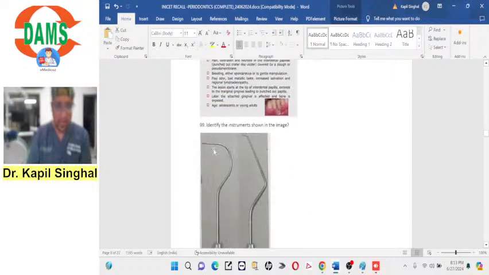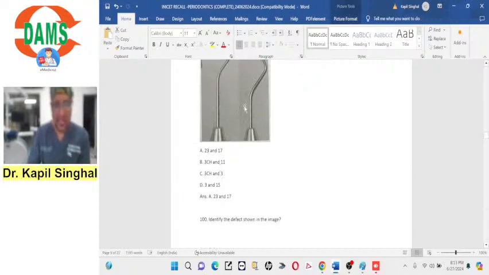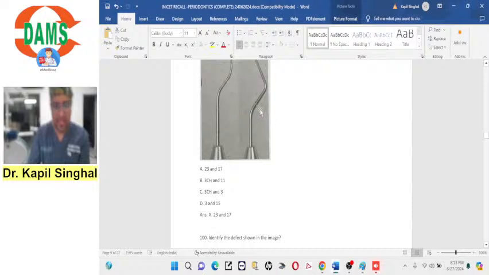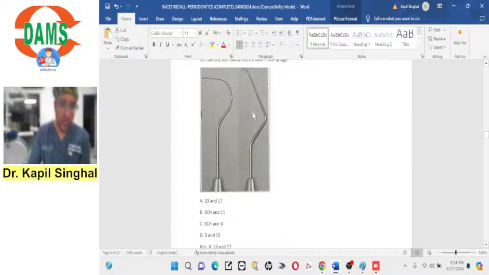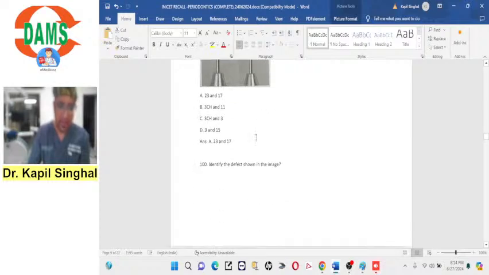Okay, so again it's a repeat question. Next question is an image based question. They've asked you what this is. Identify the instrument. So we know this is an explorer. The number here is 23 and 17. This is a 23 and this is a 17 number tip of an explorer. So please remember this is 23 and 17.